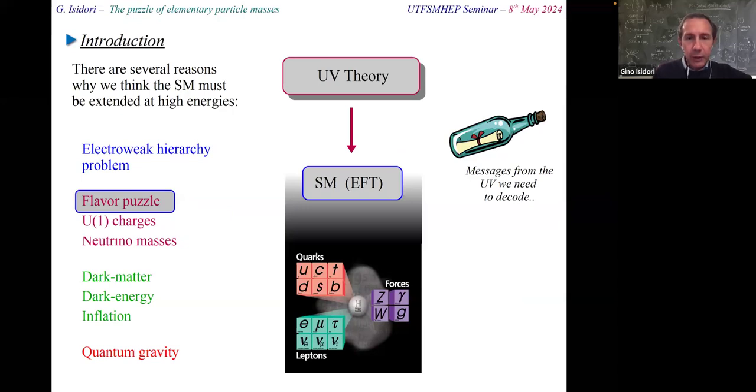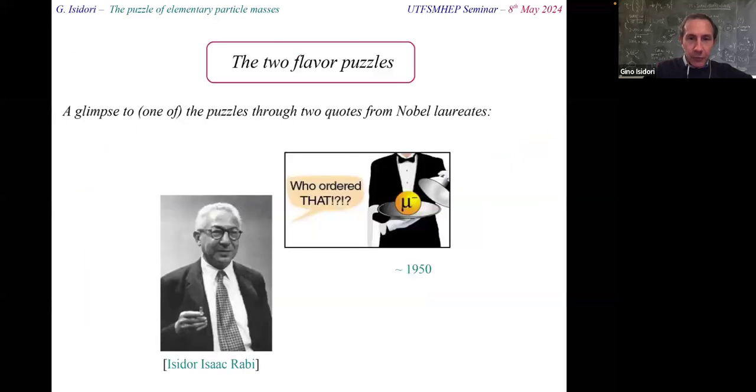So this peculiar flavor structure that we observe in the standard model, you can think of it really as a message coming from the UV that we need to decode. Okay, so that is really my general take on the flavor puzzle. So what is the puzzle?